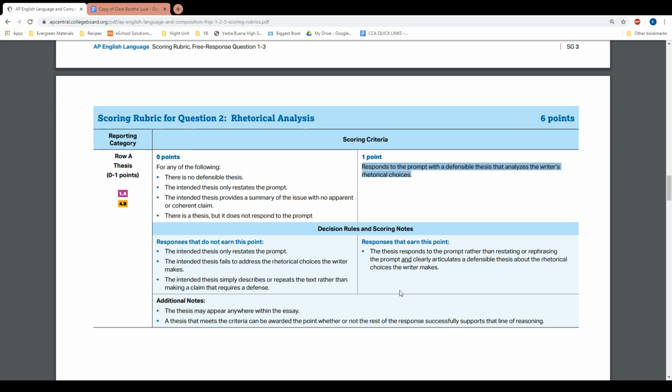At the same time, this is how they decide the point. Responses that earn this point: the thesis responds to the prompt rather than restating or rephrasing the prompt, and clearly articulates a defensible thesis about the rhetorical choices the writer makes. This is a build up from your intro. So if your intro is confusing or doesn't really exist, this point also suffers because your thesis comes out of nowhere. So you have to, 1, respond to the prompt.